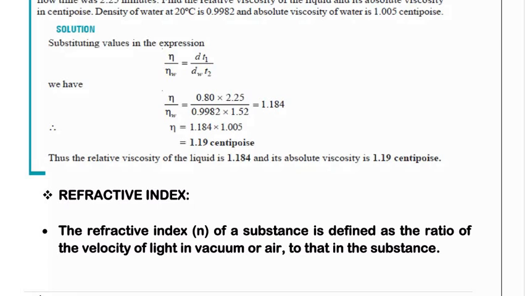In the next video, I will talk about the refractive index, which is also a very important physical phenomenon for liquids.